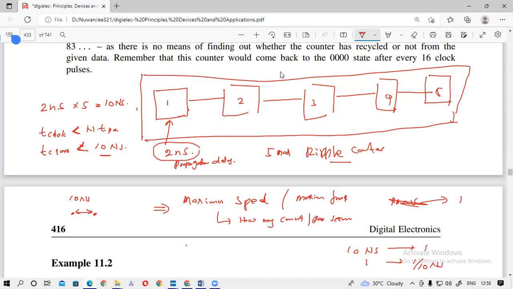The maximum counting frequency will be 1 by 10 nanosecond. So you will have 10 to the power 8 hertz, which is 0.1 gigahertz. So this is the maximum frequency you can count.